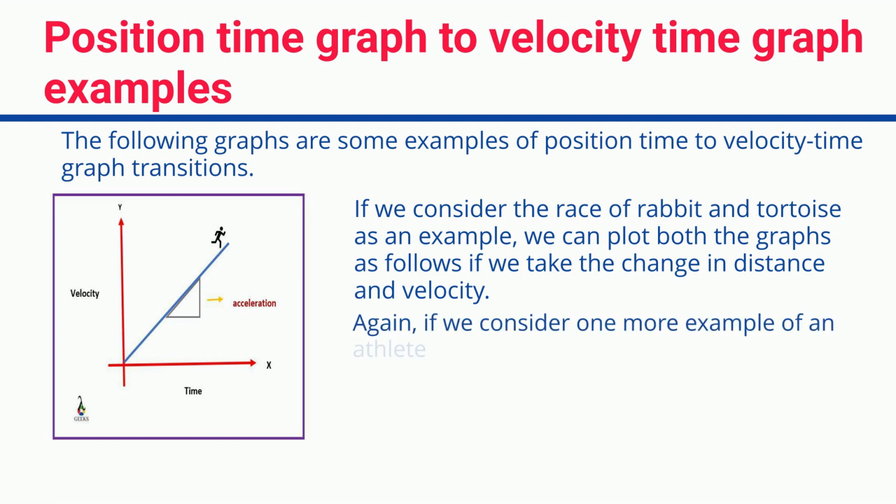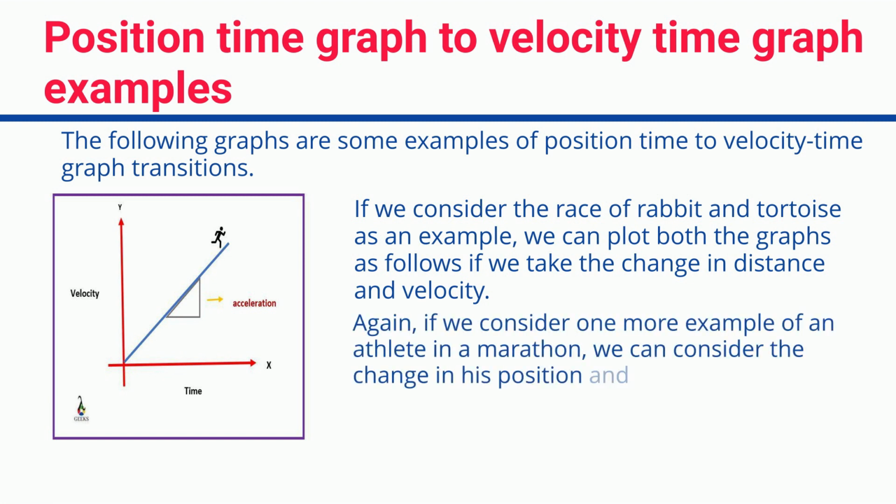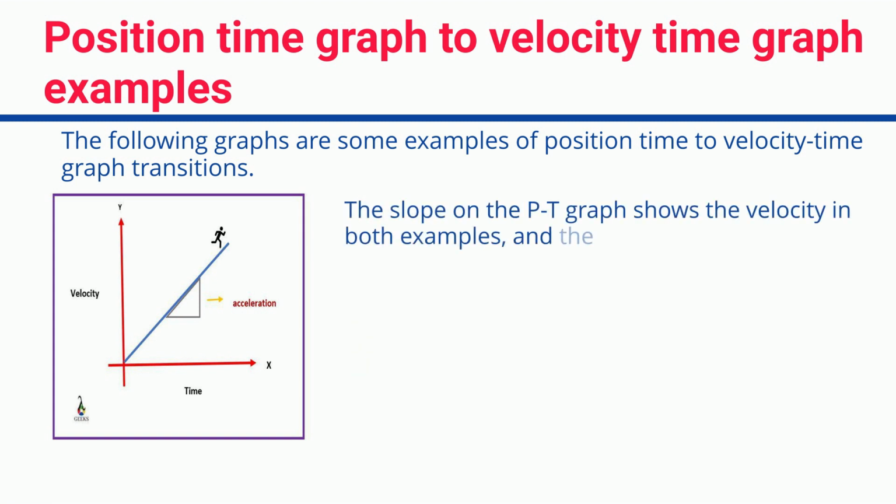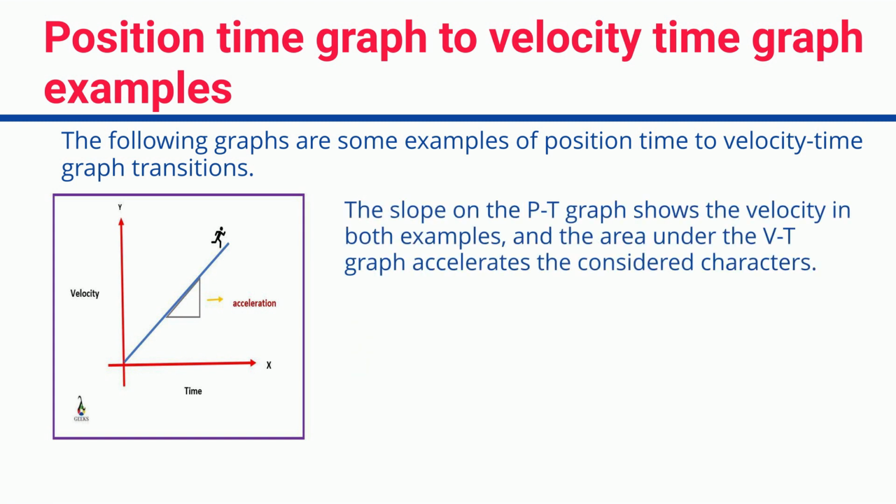Again, if we consider one more example of an athlete in a marathon, we can consider the change in his position and velocity and plot it below. The slope on the PT graph shows the velocity in both examples, and the area under the VT graph gives the acceleration of the considered characters.